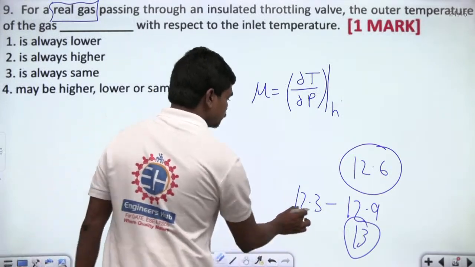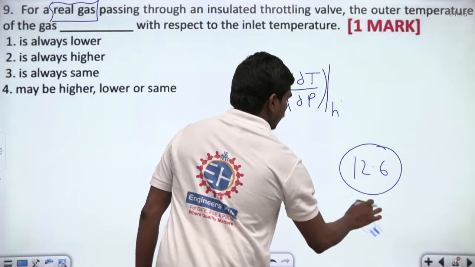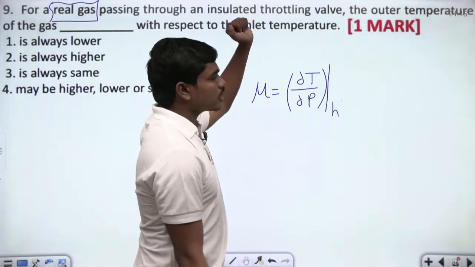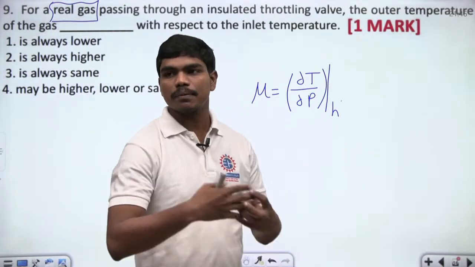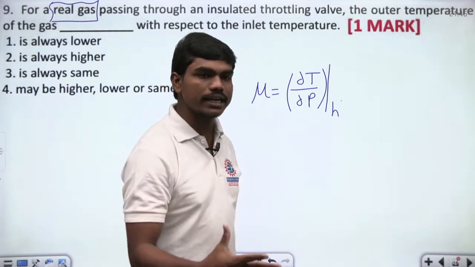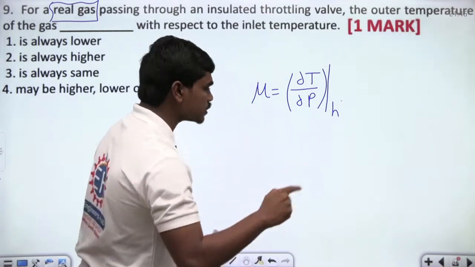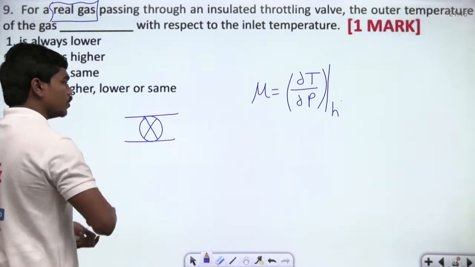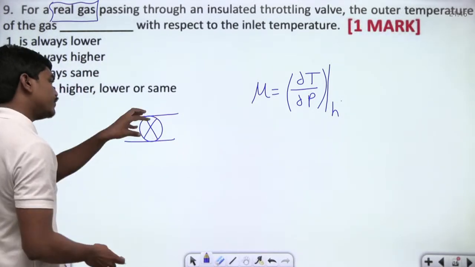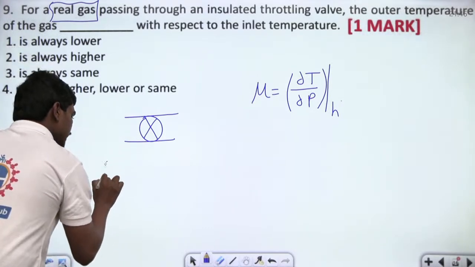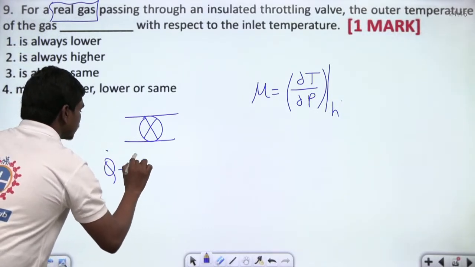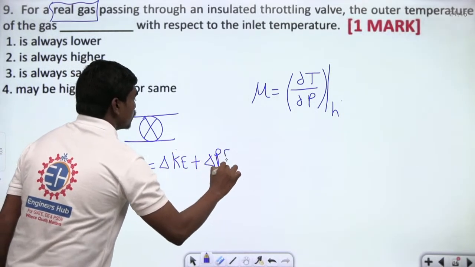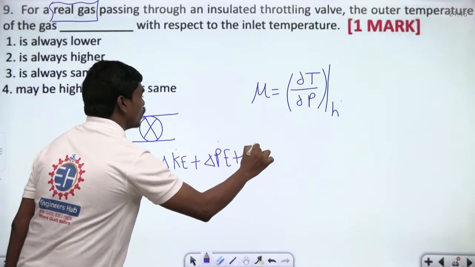So there is something like this, correct? So what is throttling? In throttling, the initial enthalpy and the final enthalpy are the same, or in general you can say that the change in enthalpy is 0, because if you apply the steady flow energy equation for a small throttling device, so this is your throttling device, you generally throttle. If you write your steady flow energy equation, Q dot minus W dot is equal to delta KE dot plus delta PE dot plus delta H dot. This is your steady flow energy equation.